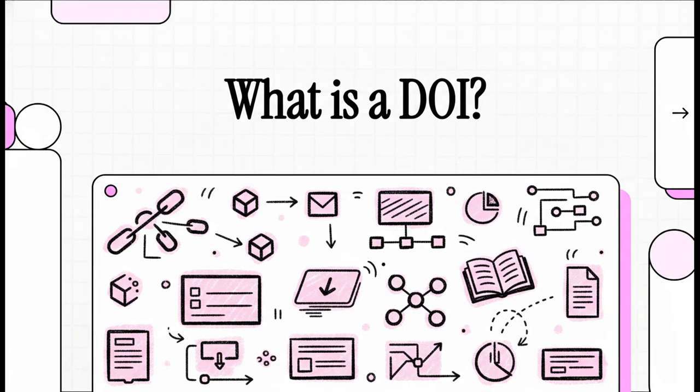Let's talk about something you've probably seen 1,000 times, but maybe never really thought about: the DOI. In this explainer, we're going to break down what a digital object identifier is and why it's honestly a crucial piece of the puzzle holding our digital world together.